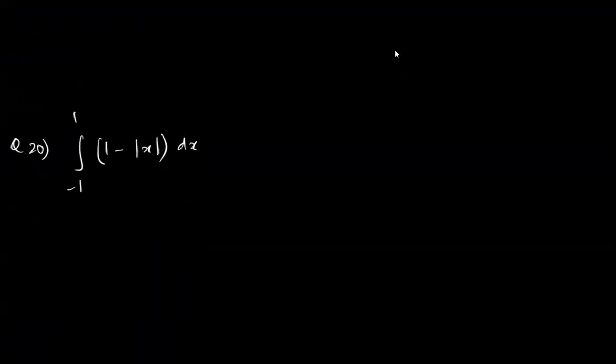Okay, so now this one, 1 minus absolute value of x. So this is going to be like this, right? Negative 1 is here, positive 1 is here. So this is going to be 2 times the integral from 0 to 1, right? So what is this? This is 1 minus x, right? So this is what we have. So then what is this area?